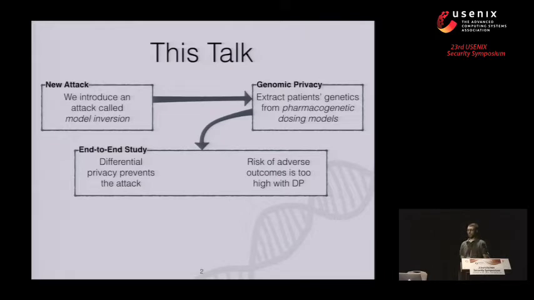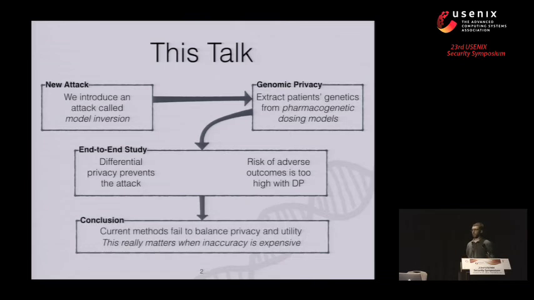case study of privacy mechanisms in medicine, where on the one hand, we show that one particular countermeasure, differential privacy, can prevent this attack. But on the other end, patients who are dosed with these private models are at increased risk of adverse outcomes in this medical application. We'll conclude by saying that current methods for preventing this attack fail to properly strike a balance between privacy and utility. And this is actually a pretty big deal when the cost of being wrong or being inaccurate is really expensive, like in a sensitive medical application.